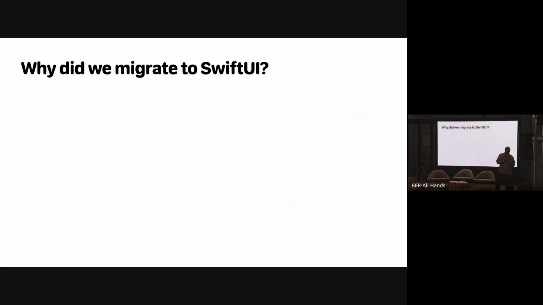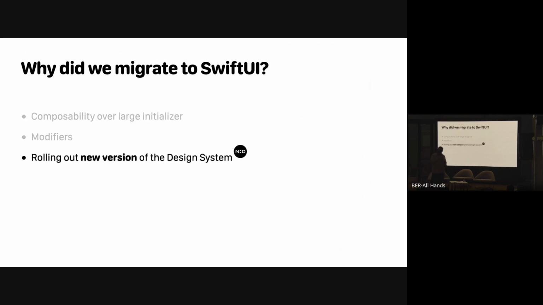So why did we migrate to SwiftUI? We wanted to take advantage of the composability approach with SwiftUI: modifiers, opaque types, environment values, all the limitations that the framework had, basically. And the timing was perfect because we were releasing a new version of the design system.